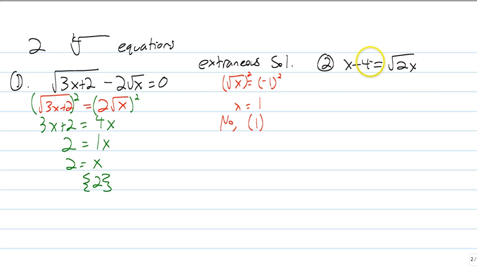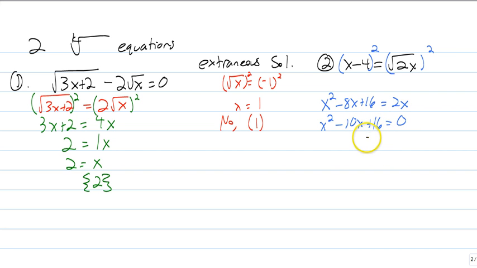Now, when you square both sides, because it's already isolated, you do have to FOIL the left side here. So x minus 4 times x minus 4 is x squared minus 8x plus 16 equals 2x. I move that over to set it equal to 0. And now I see if I can factor it again, which I can. 8 and 2. So I have x equals 8 and x equals 2. Now I have to check both of those from the original problem.